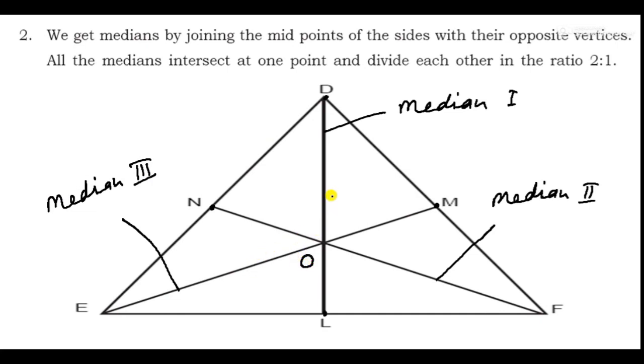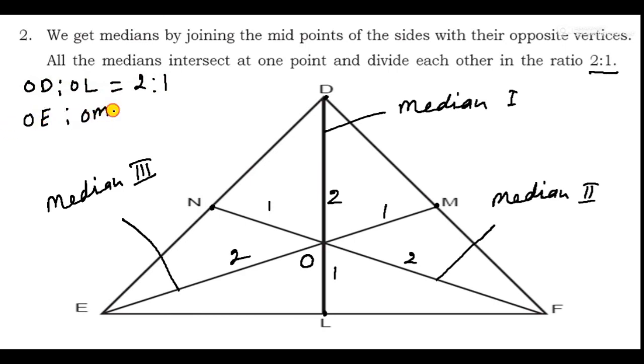So always remember the ratio is always 2 to 1. So here is also 2 to 1 and here is also 2 to 1. So you can write here OD to OL, that is 2 to 1. On the other side, OE to OM is also 2 to 1. And OF to ON is also in the ratio of 2 to 1.